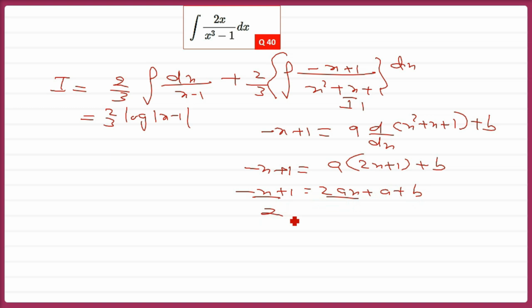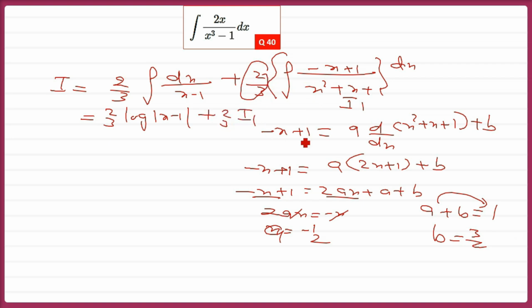So if you equate 2ax equals negative x, x gets cancelled. a will be equal to negative half. So a plus b equals 1. a has come as negative half, so b will be equal to what? It will get added to 1. It will be 3/2. So a and b are known to us.